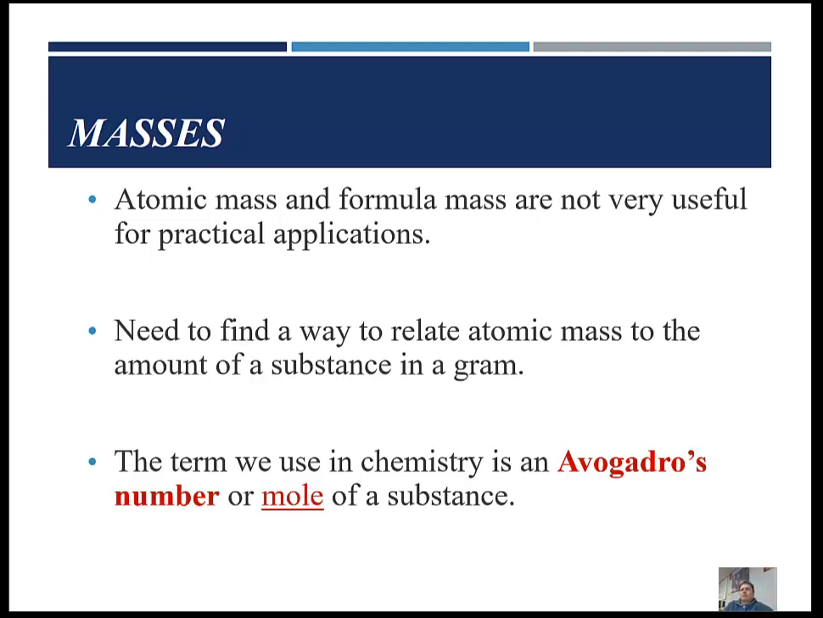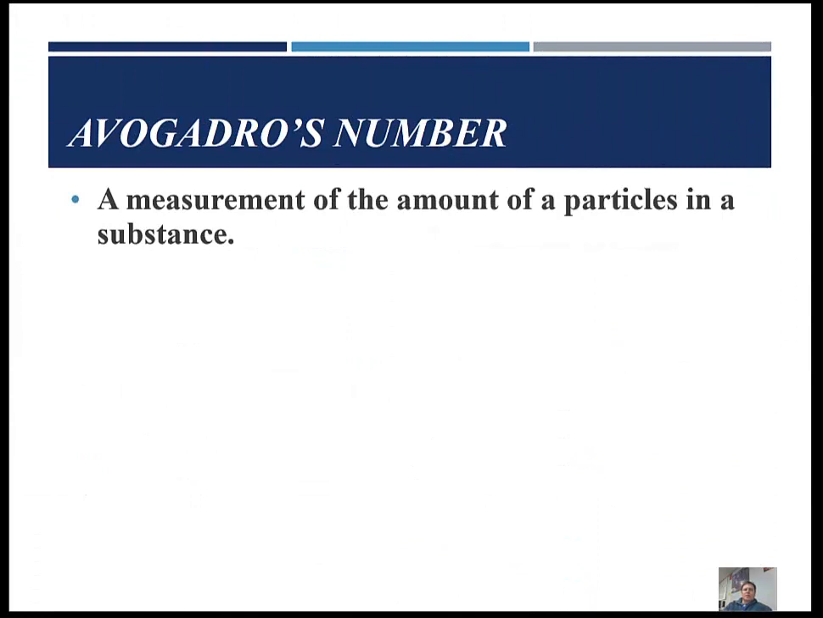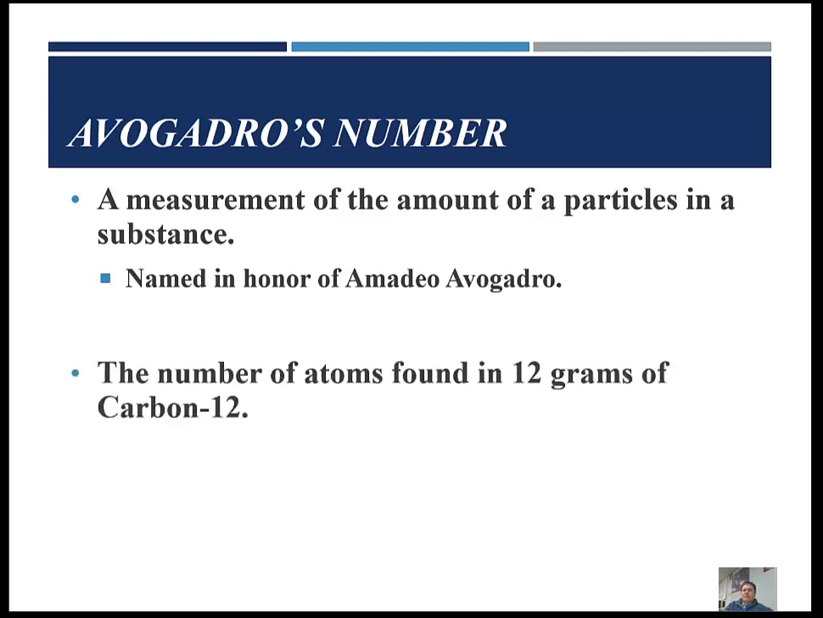Now, Avogadro's number wasn't created by Avogadro, it was instead named in honor of him. So let's talk about his number. All Avogadro's number is simply a measurement of the amount of particles in a substance. It tells us how many water molecules are in X amount of grams or something like that. We can calculate from it. And as I said, it's named in honor of Amedeo Avogadro. He laid the groundwork with his work on gases that allows us to do this.